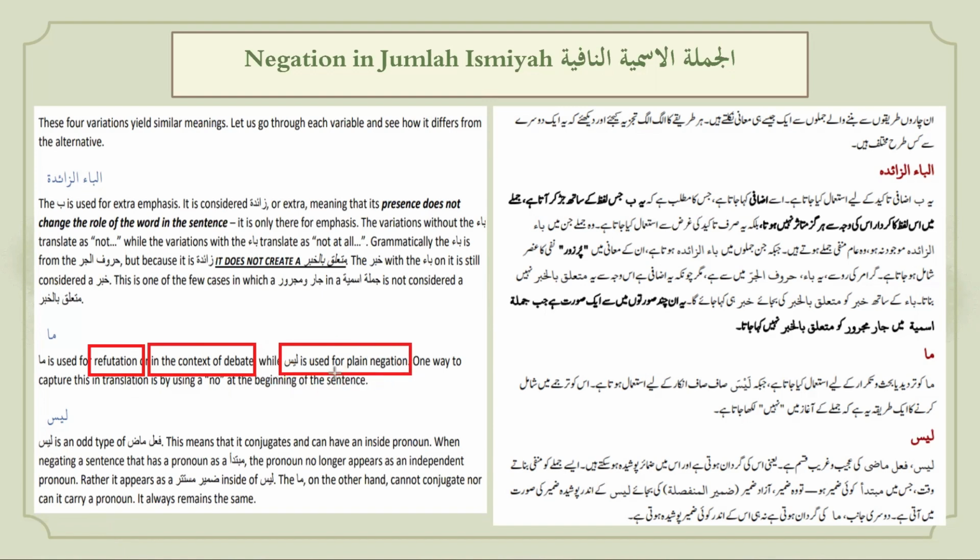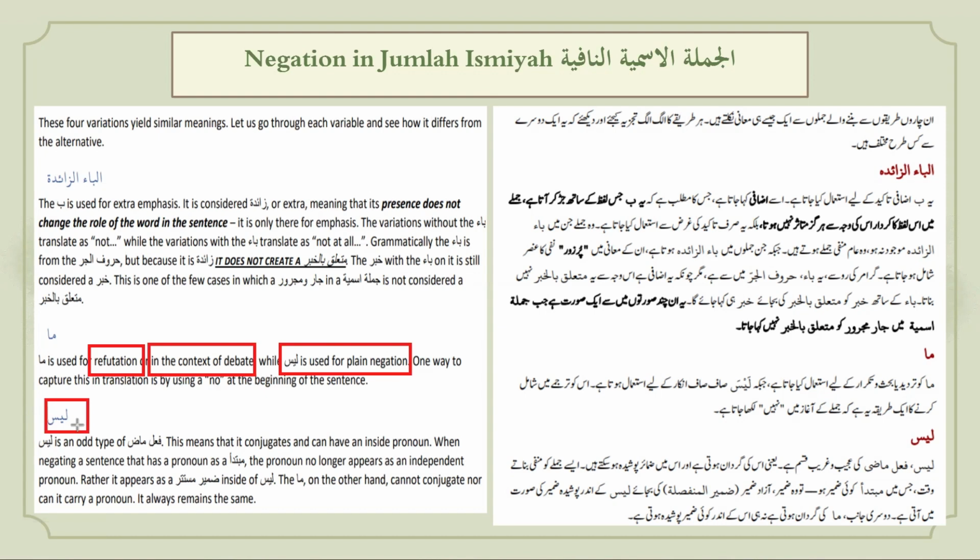So ma is used for refutation. When ma is there, the sentence starts with no in the beginning of the sentence. And Laisa is a fail naqis, just one of the sisters of Kana. So Laisa comes in Kana and its sisters group. That's why its khabar is mansoob.